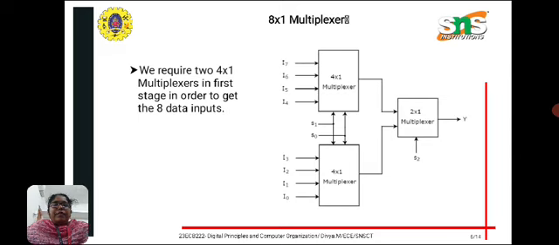This is an example of an 8 cross 1 multiplexer. By combining two 4 cross 1 multiplexers, we can get an 8 cross 1 multiplexer. We have an input of 8 data lines and we are getting a single output line by using 3 select lines.